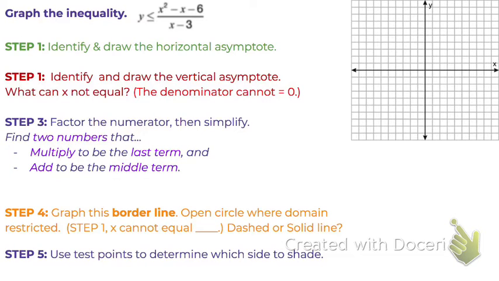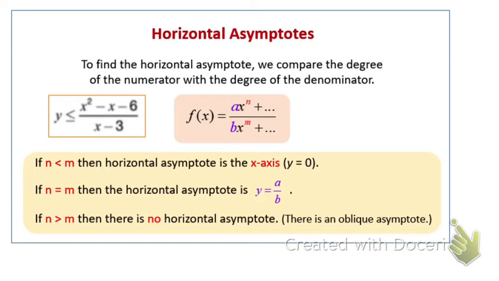Here we're going to graph this inequality. Our first step is to draw our horizontal asymptote. So if we look at this chart to remind ourselves, the horizontal asymptote is determined by looking at the highest degree in our numerator. So in this case, it is 2.